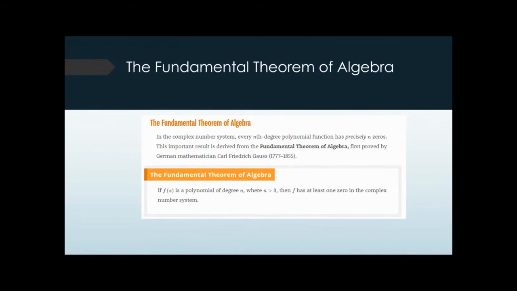Now it specifies it's in the complex number system because there could be imaginary zeros. So when you graph it, you may not see any x-intercepts because they are imaginary, they're complex numbers. So every polynomial is guaranteed to have at least one zero, but it may not be an x-intercept. It's just a zero. So this is where we talk about the difference between zeros and x-intercepts.